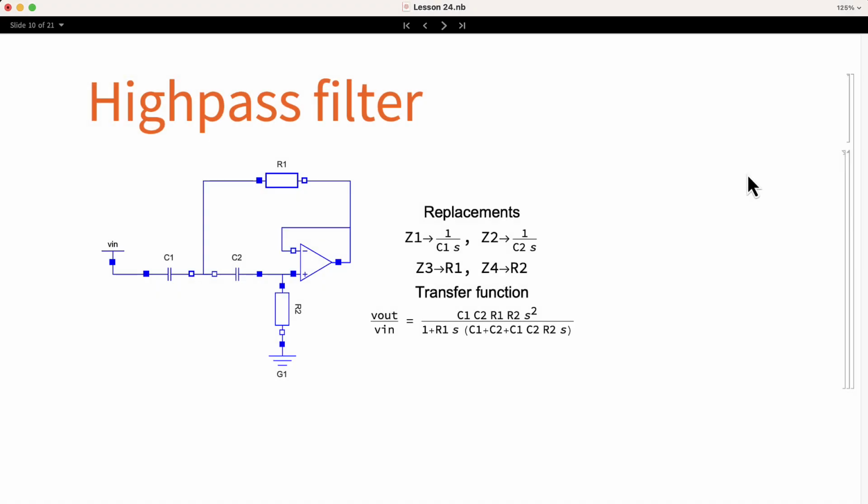Now let's look at the Sallen key high-pass filter. The high-pass version swaps the location of the capacitor and resistor. Here you can see the replacements that are necessary. And below you can see the resulting transfer function. If we want to design a high-pass filter, we could follow the same procedure we follow with the low-pass filter, but I will show you instead a simplified method that will allow us to design the filters in a simpler way.